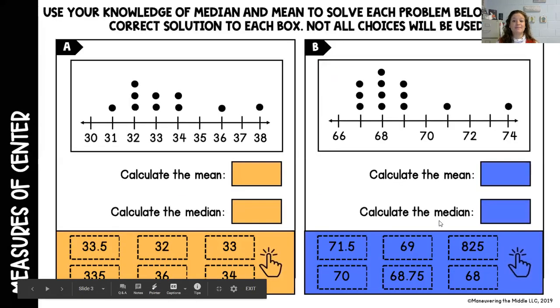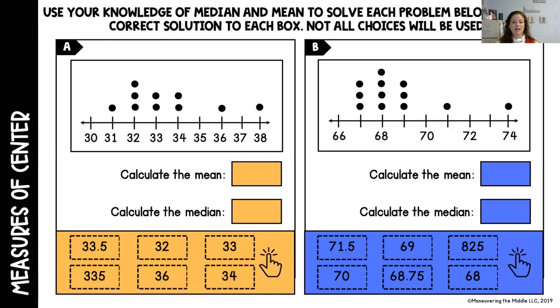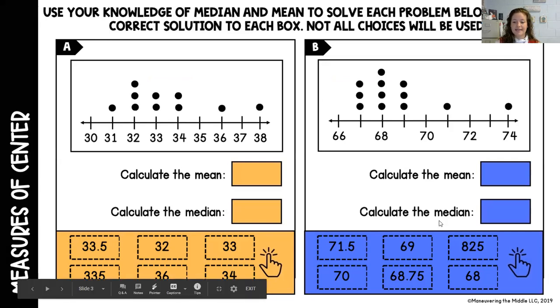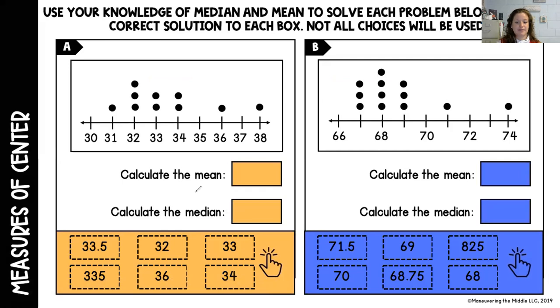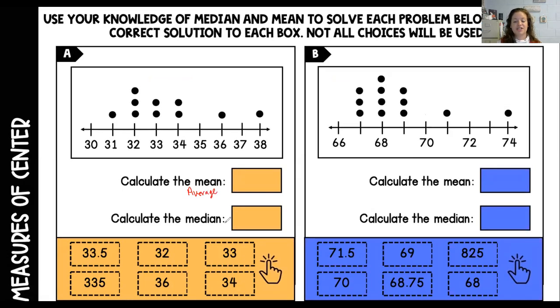Let's start with some dot plots. And again, here we have dot plots where we have dots representing our data. Okay, now in the previous lesson we had a set of numbers. Here our set of numbers are represented by dots. Okay, so it's asking us to calculate the mean and the median. So if I am looking at this, okay, what is another word for mean? Average. Okay, what's another word for median? Middle. Very good.